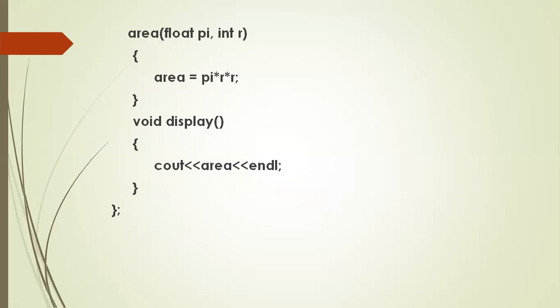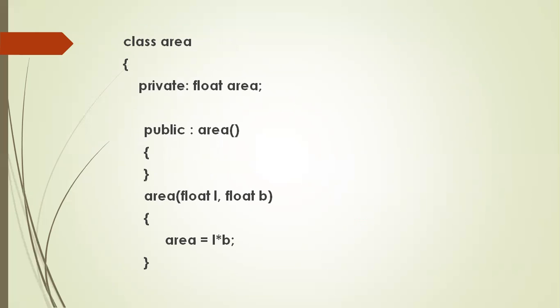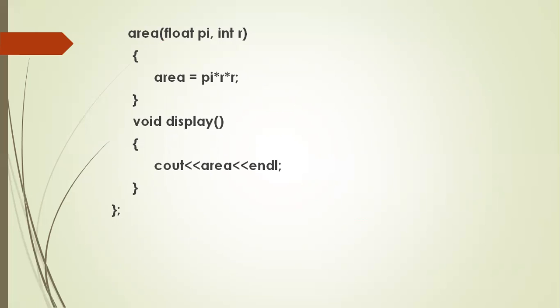You write another constructor. There also you pass two parameters only. But the difference between this constructor and the previous constructor is that in the previous one, area float L comma float B, both the parameters are float type. But here, one parameter is float type and the other parameter is int type. So we have multiple constructors with the same name which differ in the data type of the argument. That is an example of constructor overloading also. So dynamic initialization is one application of constructor overloading.